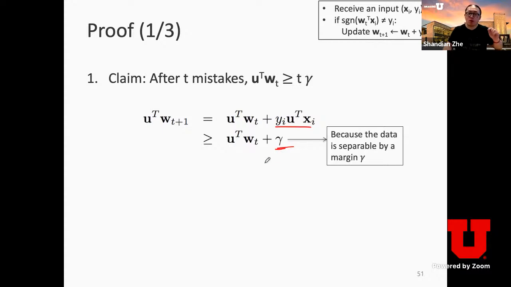So now, because of our induction assumption, we assume that U transpose WT has already been no less than T times gamma, right? We merge them together, and we get a lower bound of U transpose WT plus 1, which is T plus 1 times gamma. Now we have shown that if the induction assumption holds, then the conclusion for the next step is correct as well. Any questions so far?